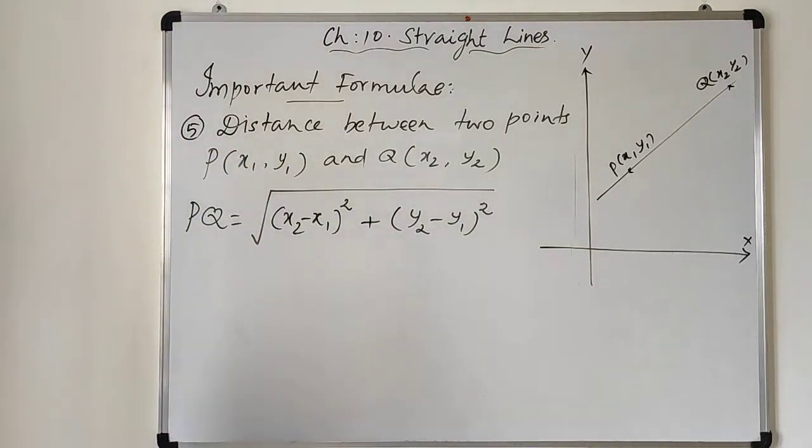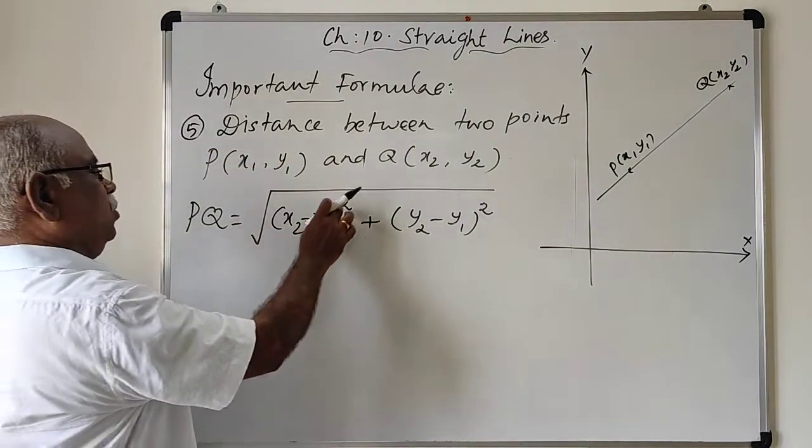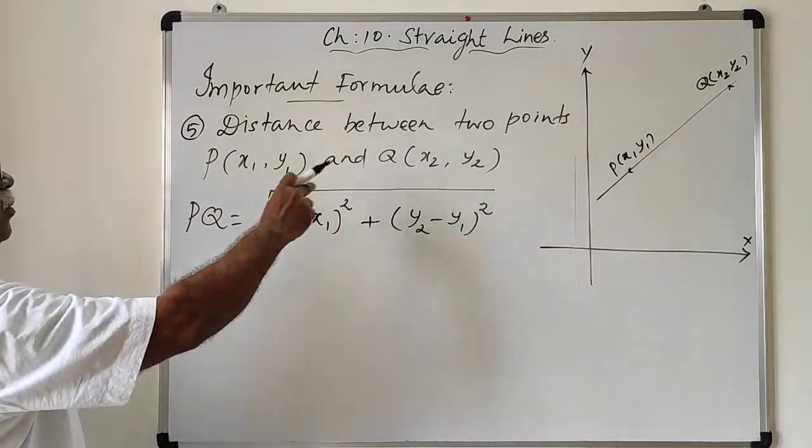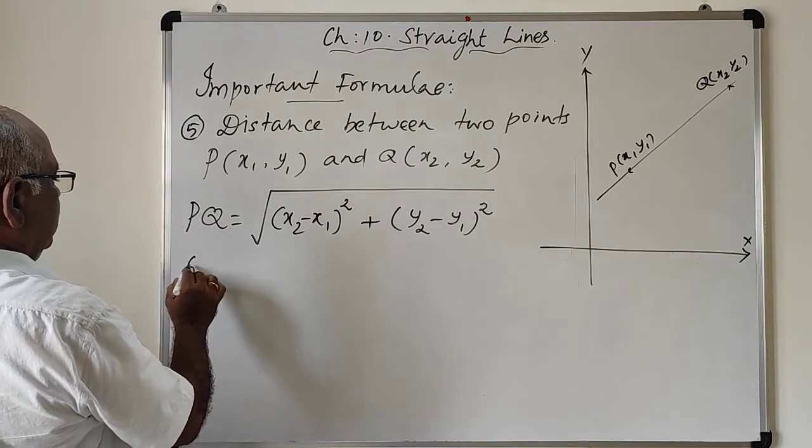The distance between 2 points PQ is root of (x2 minus x1) whole square plus (y2 minus y1) whole square. This is the formula for finding the distance between 2 points. Next, the sixth one.